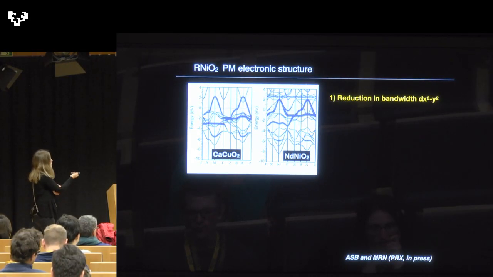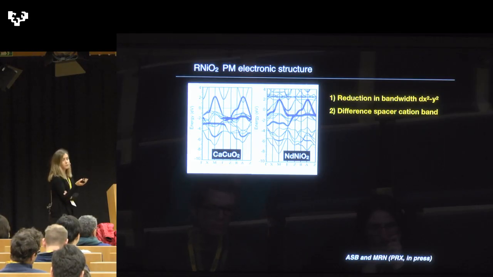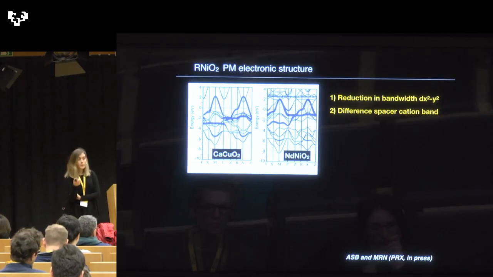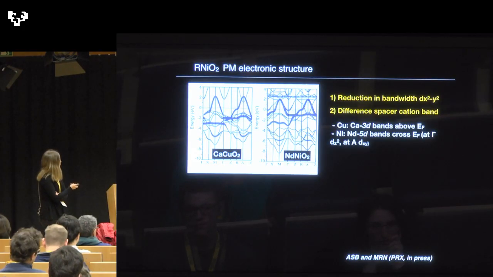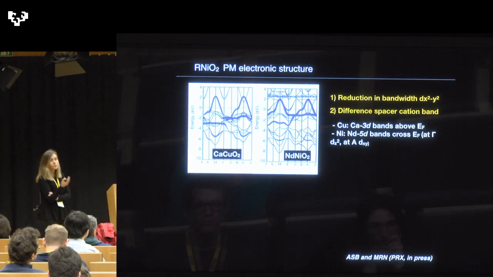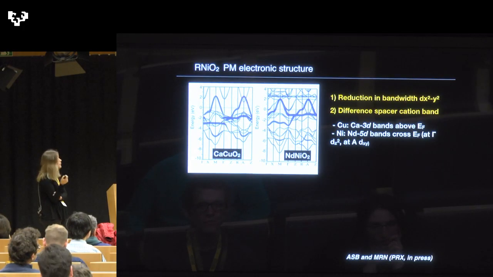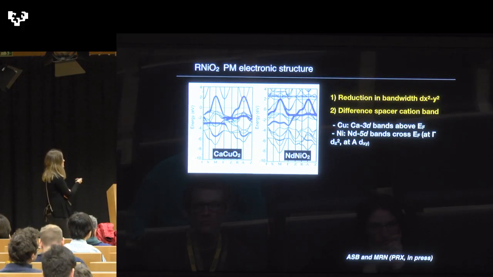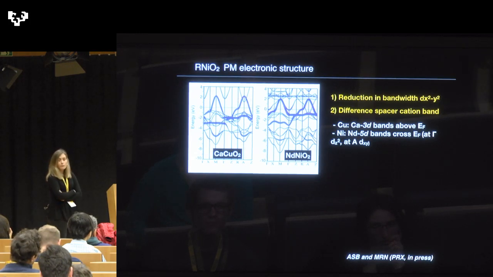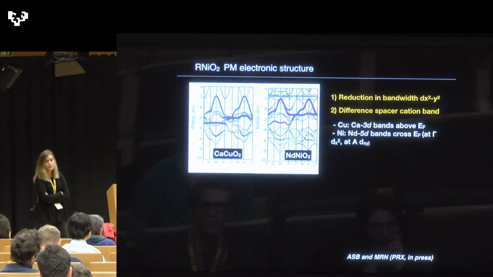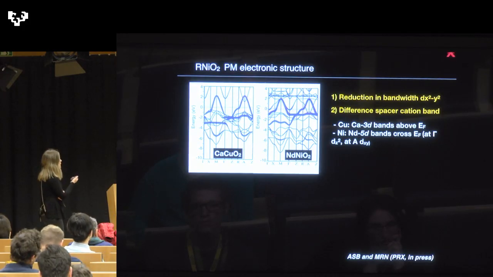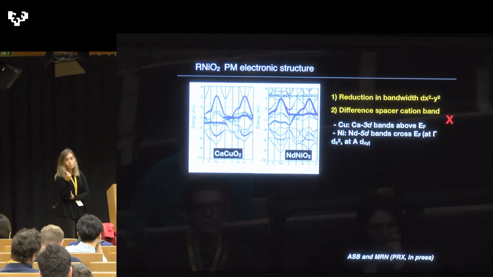But when you look here, you instantly recognize a very important difference between these two materials, and that is where do the spacer cation bands appear. In the cuprate, the calcium 3d bands are well above the Fermi energy. They don't bother you much. In the nickelate case, you instantly see that that's not the case. You have neodymium 5d bands crossing the Fermi level, and they actually do so at different places. They cross at gamma, where they have mostly dz2 character, and they also cross at A, where they have mostly dxy character. So in this regard, the cuprate and the nickelate, not so close.